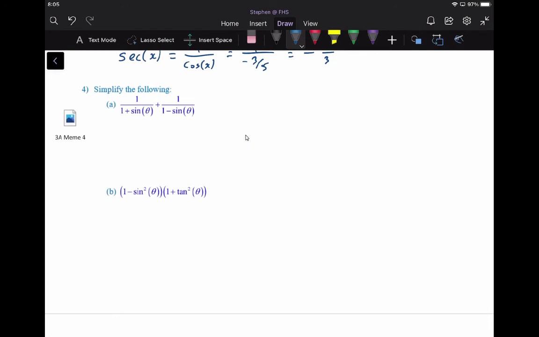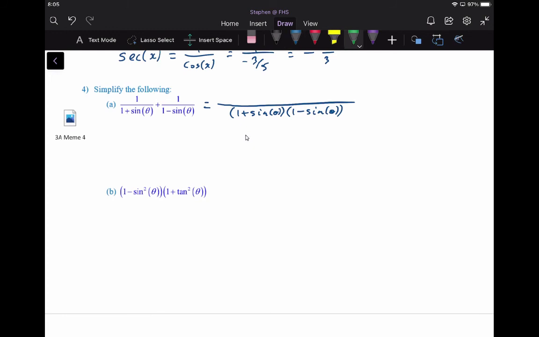All right, so 4a, here we go. It says simplify the following: 1 over 1 plus sine plus 1 over 1 minus sine. Normally when you're adding two fractions together, it's always a good idea to bundle it together into a single fraction. So let's go ahead and do that. I'm going to create a nice big fraction vinculum right there, and 1 plus sine multiplied by 1 minus sine is going to be our new denominator.